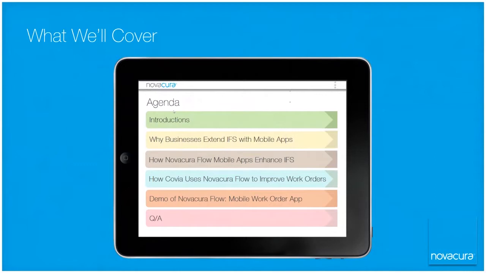So today's webinar will cover the following agenda items. We'll cover really quickly the introductions, which is just a very brief overview of Novacura and what we do. We'll then move to why businesses are extending IFS with mobile apps, and how Novacura Flow mobile apps enhance IFS. We'll then go into a user story with Covia, one of our customers, and how they were able to improve and extend IFS to take care of and improve upon mobile work orders. Towards the end, we're going to take a look at the Novacura Flow work order app.